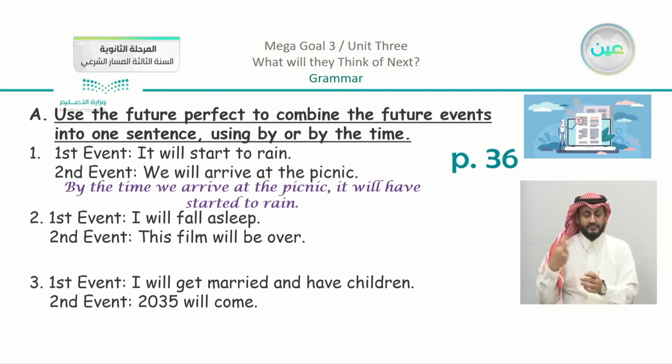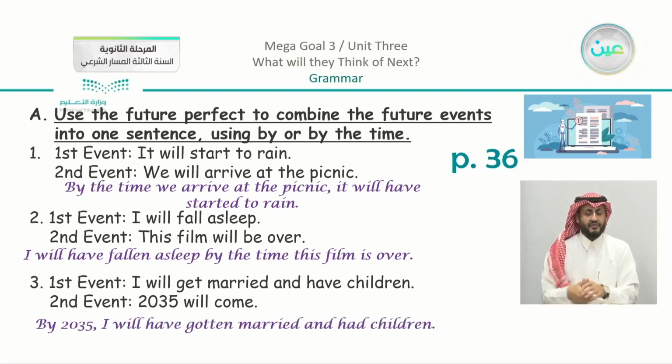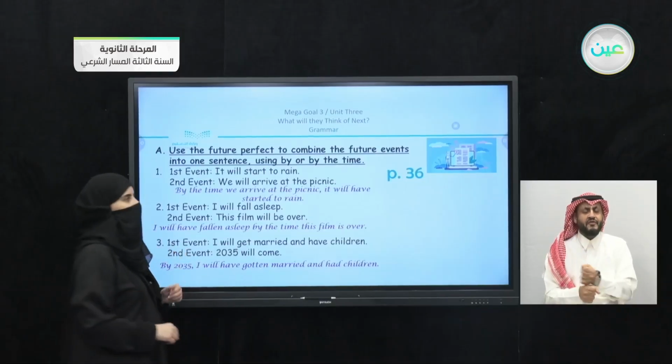The second one: I will fall asleep. And the second event, this film will be over. I can say, I will have fallen asleep by the time this film is over. We have number 3: I will get married and have children. The second event, 2035 will come. So we can say here, by 2035, I will have gotten married and had children. So you can see from the three examples that we use the future perfect.